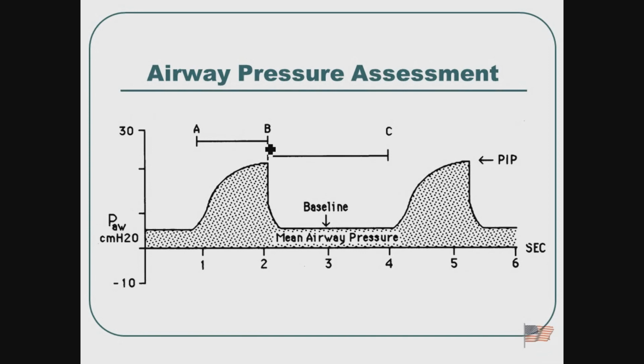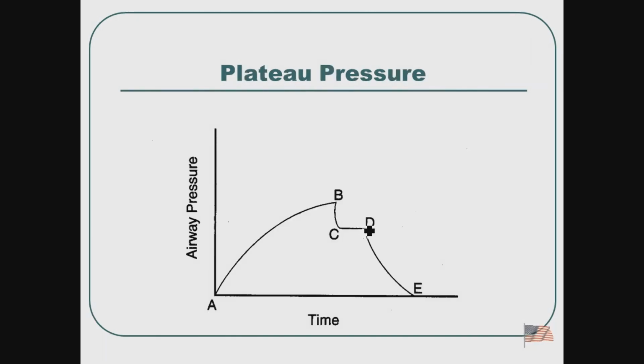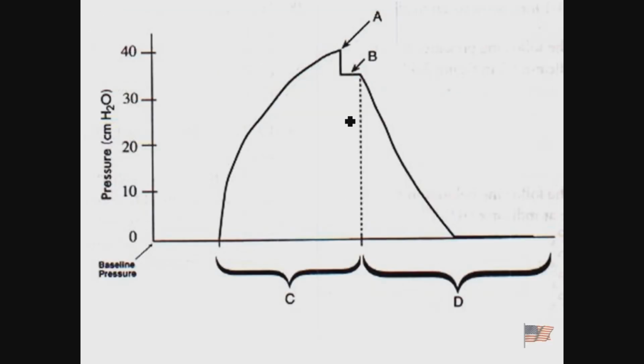Mean airway pressure, area under the curve. A to B is the inspiratory phase, B to C is the expiratory phase. Determining a plateau pressure by creating an inspiratory pause at the end of the inspiratory phase and being able to determine it. And again, we know that if that's the plateau, if I were to draw a line like that, this is the resistive component, this is the compliance component.